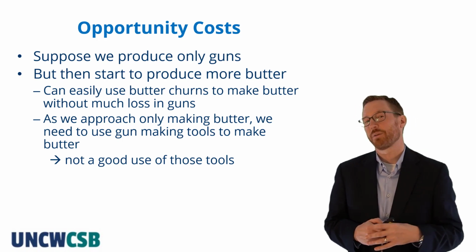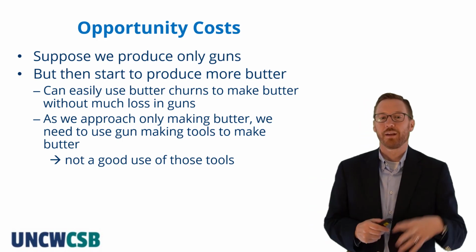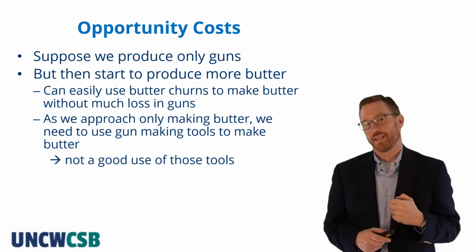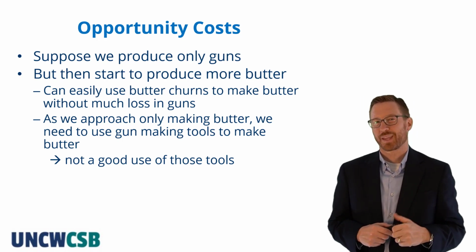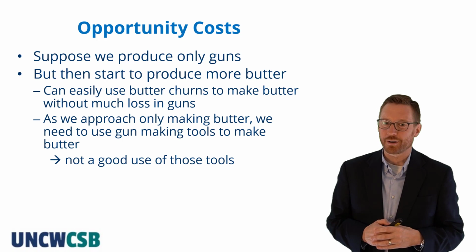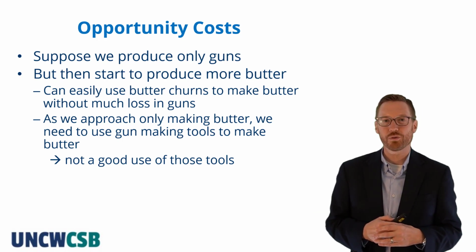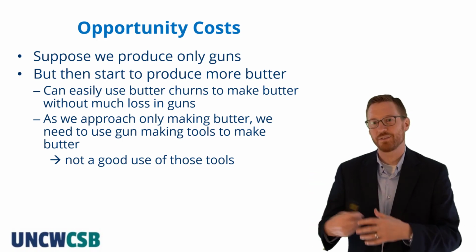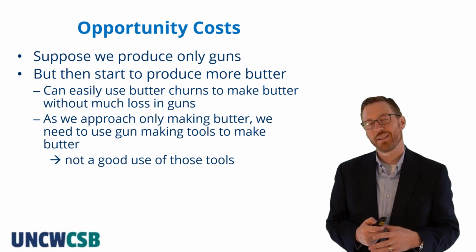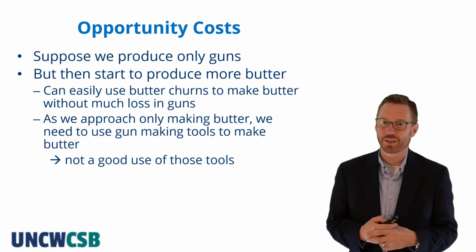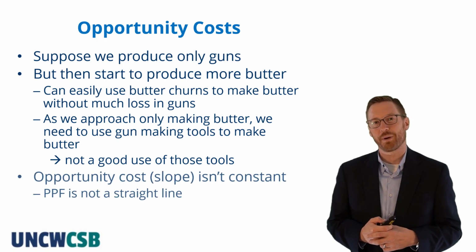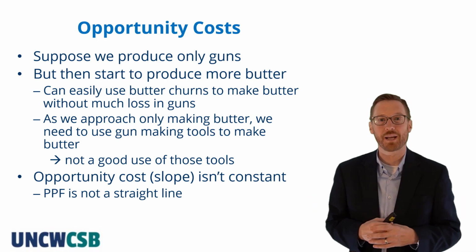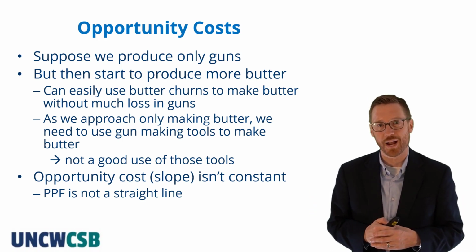So as we start to make more butter though, now we start to use more and more of those gun making tools to make butter. And they're not very good at making butter. That's not a good use of those tools, right? They're designed to make national defense items, not consumption goods. So in this case, this is a story about the opportunity cost not being constant. So the production possibility frontier isn't a straight line.